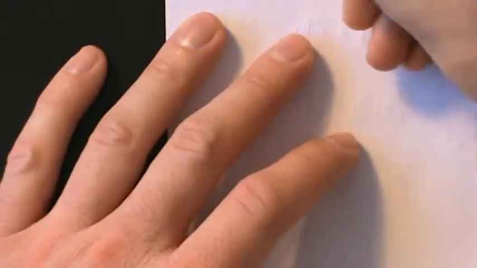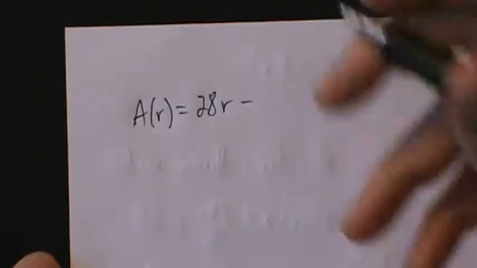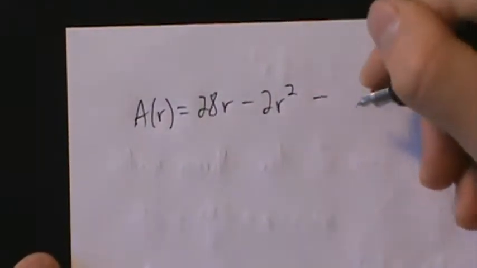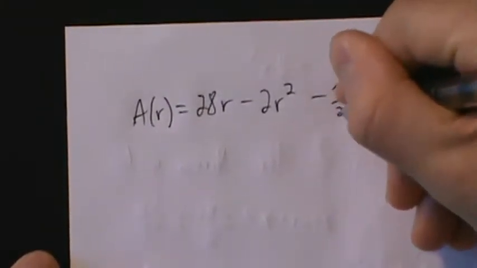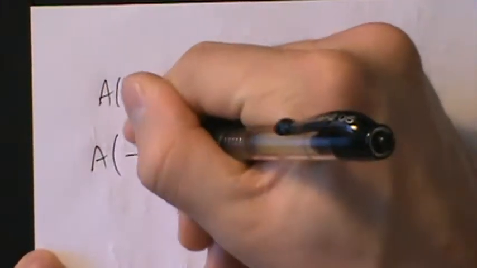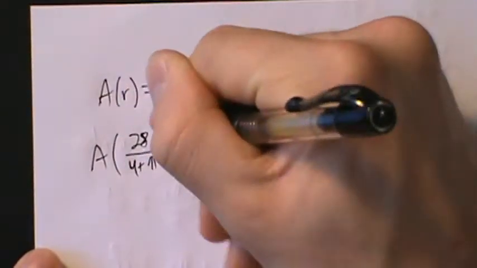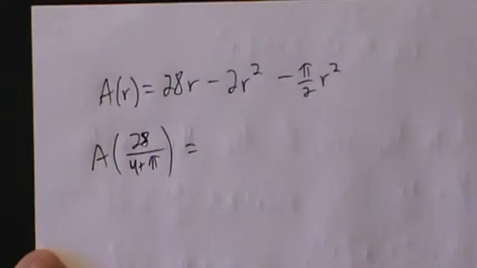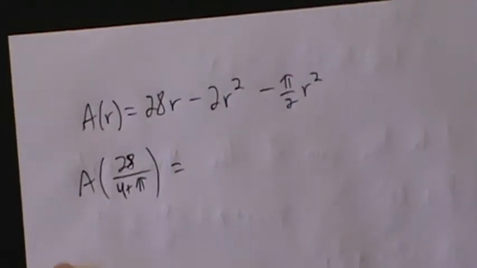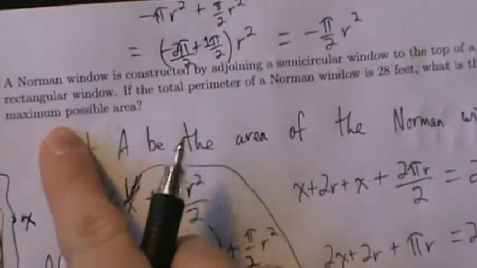So A of r equals 28r minus 2r squared minus pi over 2 r squared. Okay. And we want to find out A of 28 over 4 plus pi. Okay. So it is going to be kind of messy algebraically, but the answer actually, when we simplify, is not going to be too bad. But again, why are we doing this? Because we were asked to find the maximum possible area.